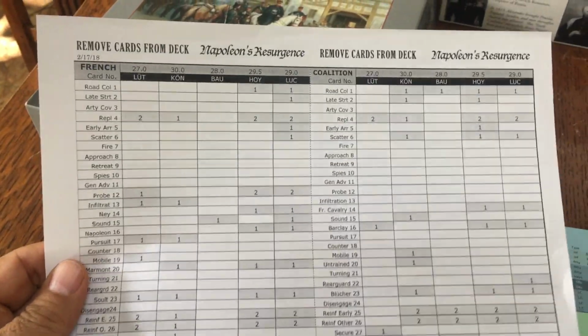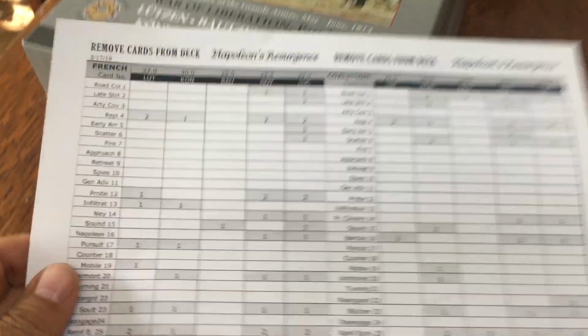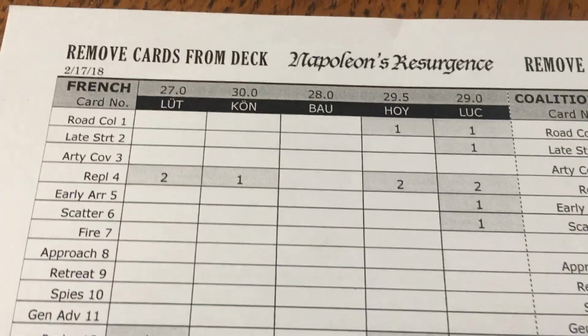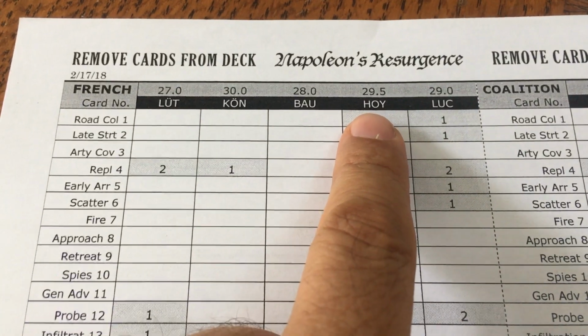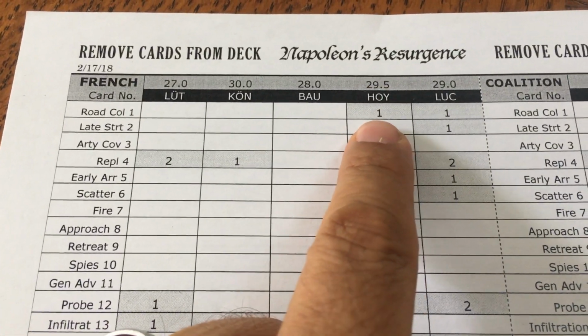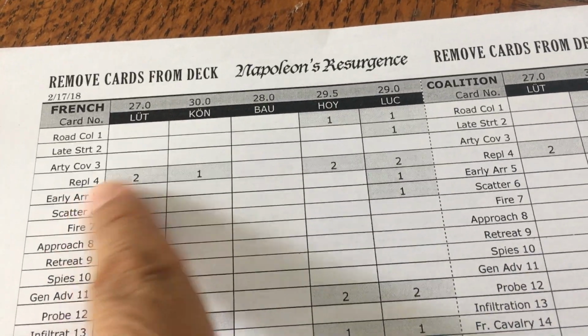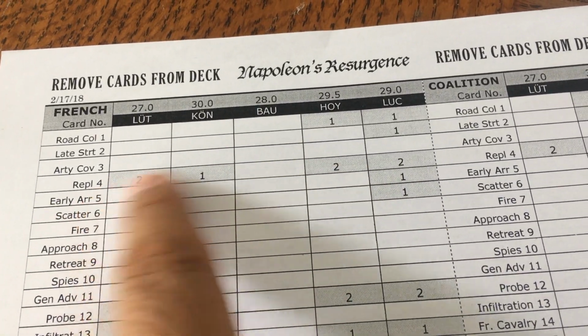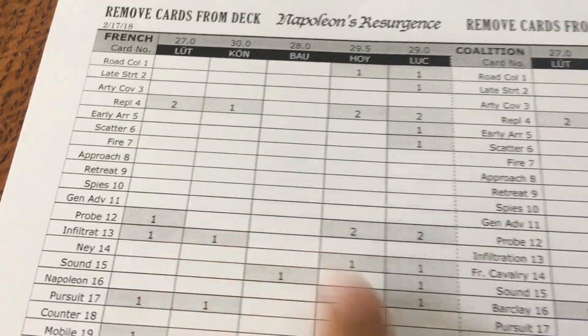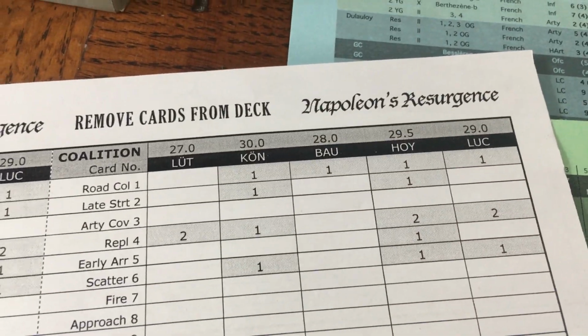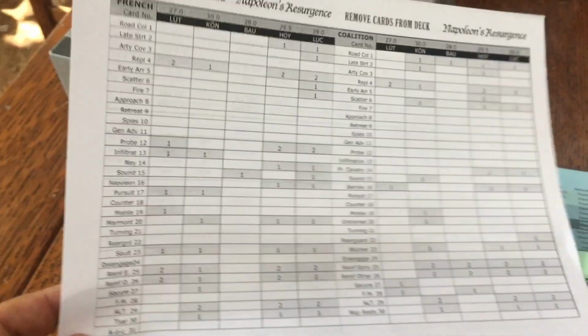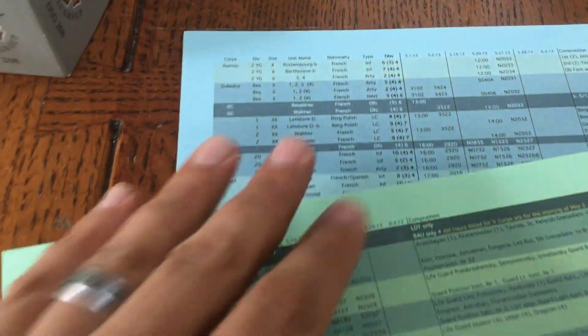So the first one is this: if you're using cards, you use this remove cards from deck sheet, which walks you through that. So for Hoyerswerda, you'll remove 1 road column card, 2 replacements of that number 4 card, and so on. You just go right down the list and you pull those out. That's for the French card and that's for the coalition deck. So you prep both your decks. That's step 1.